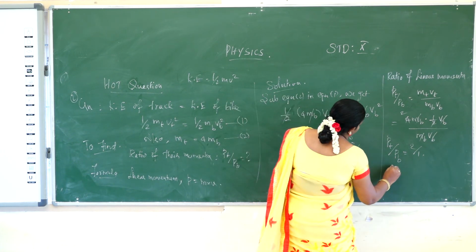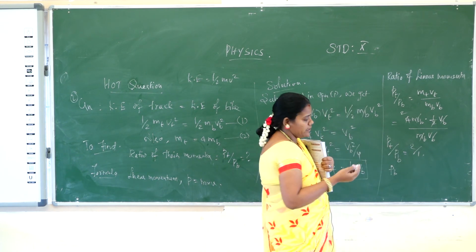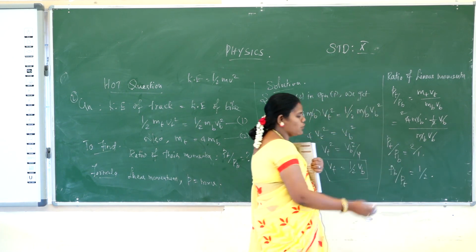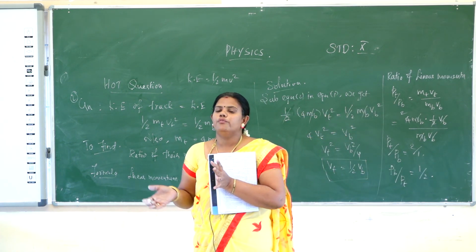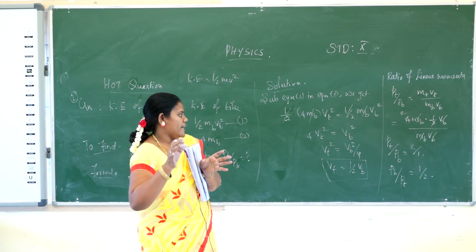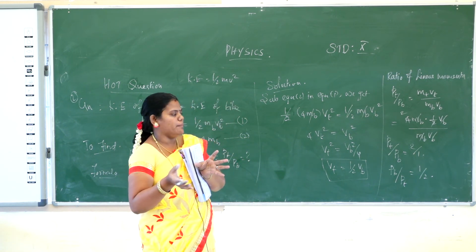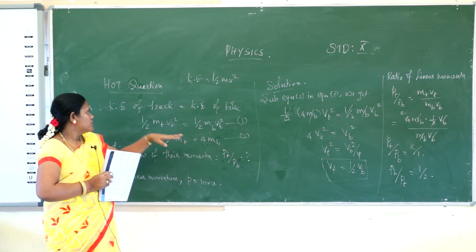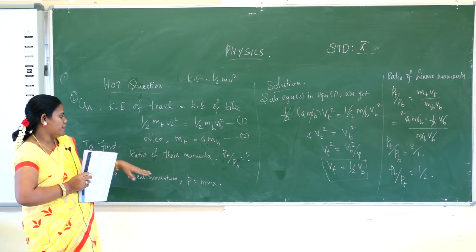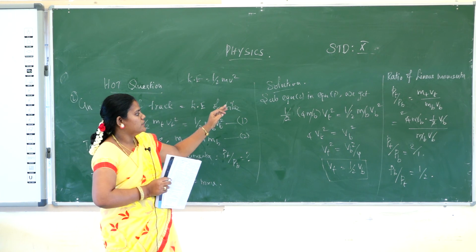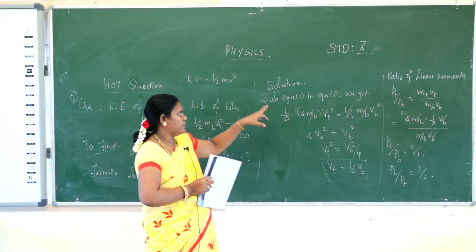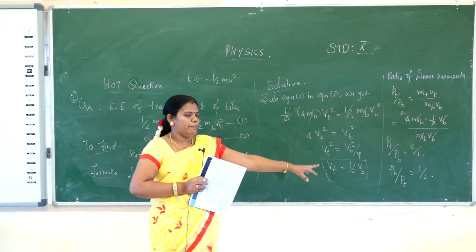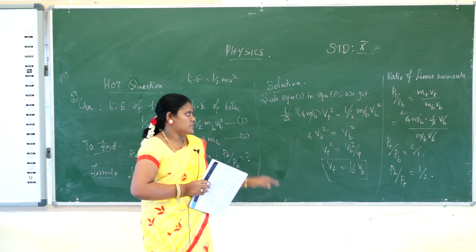Suppose we consider the ratio of the momenta of the bike to the truck, it is 1 by 2. So this is the ratio of the linear momenta of truck and bike. This is the answer. So how did we calculate this value? First we chose the ratio of the linear momenta formula, next we found the vt value, and next the vt value and mt value were substituted in the ratio formula, and we calculated Pb by Pt is equal to 1 by 2. So this is the solved problem.